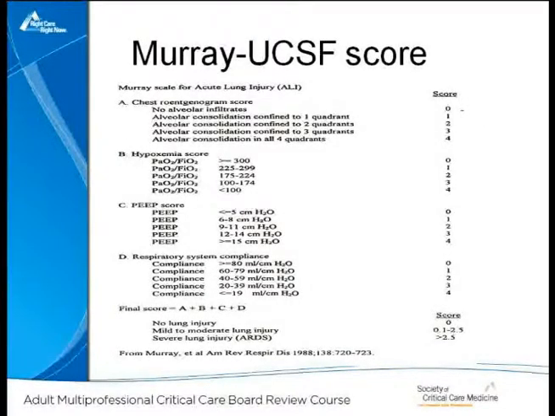This is probably a better way of characterizing the lung injury. It's not used a lot, at least in the official definitions, but I think it's a useful score that categorizes ARDS based upon PEEP requirements, hypoxemia, the chest X-ray, and lung compliance, and then you can add up. And actually, I think this is probably a better way of doing it, but the American European Consensus Group has not chosen to do this.